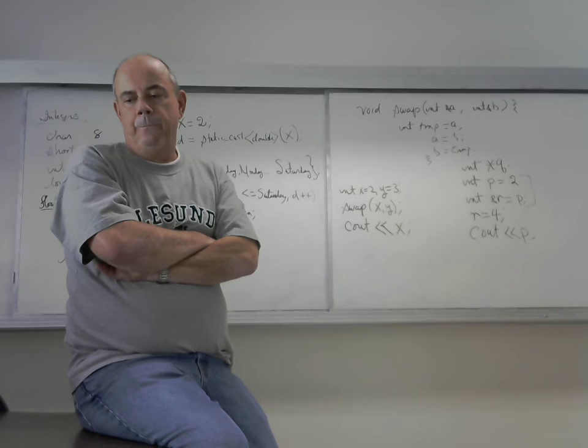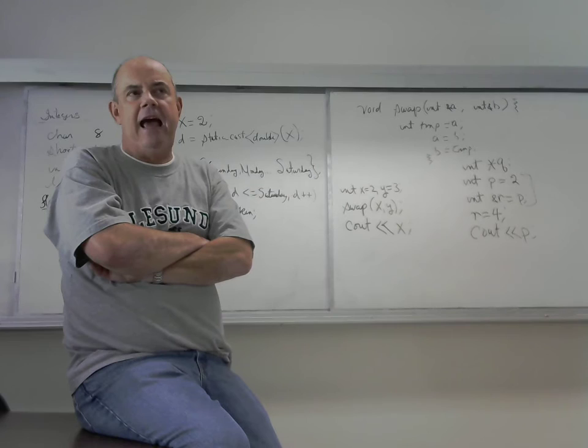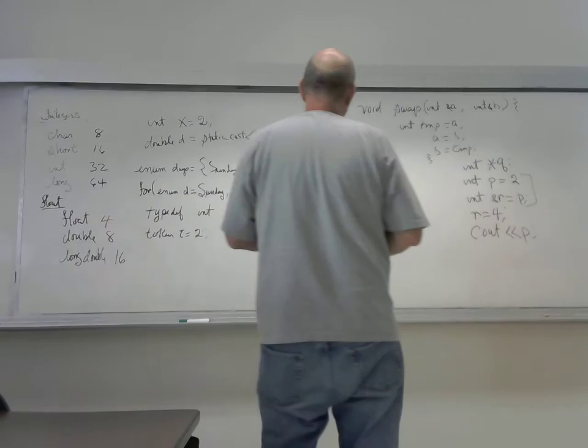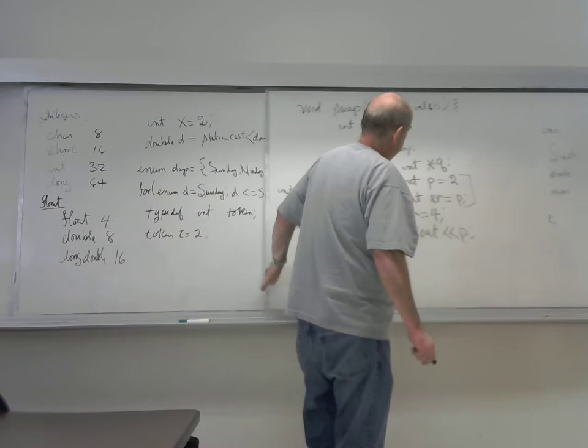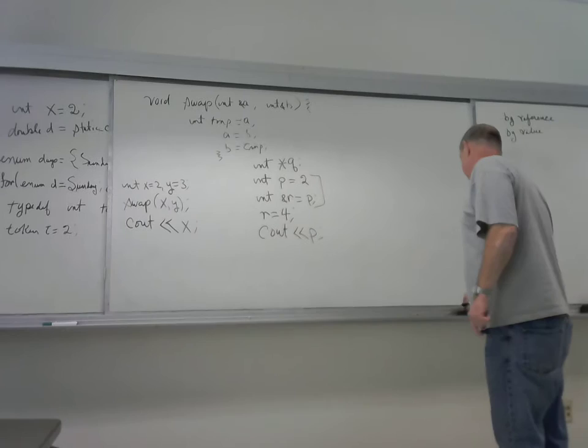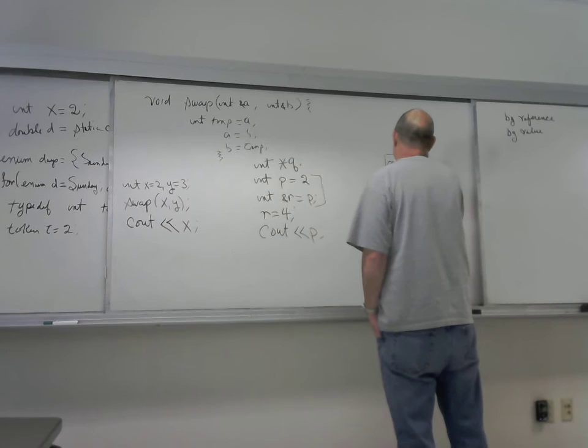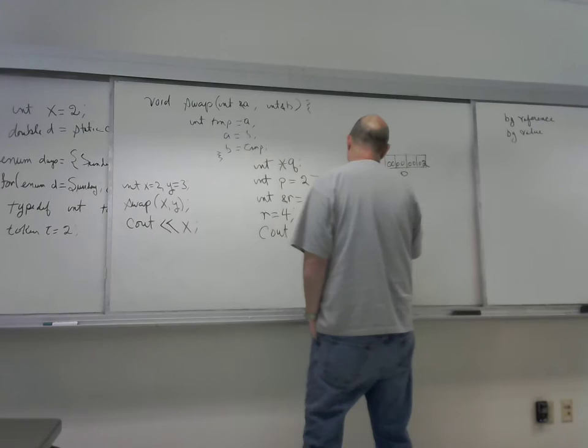Let's be precise. By reference is you pass in the address of the variable. By value, you pass in a copy of the variable. That's the difference. So consider, oh, did I erase them already? Yes. All right. Thank you. So we're going to redo this just quickly. We have a variable. Let's call it P. All right, so P has two. We've got int P equals two. There it is.